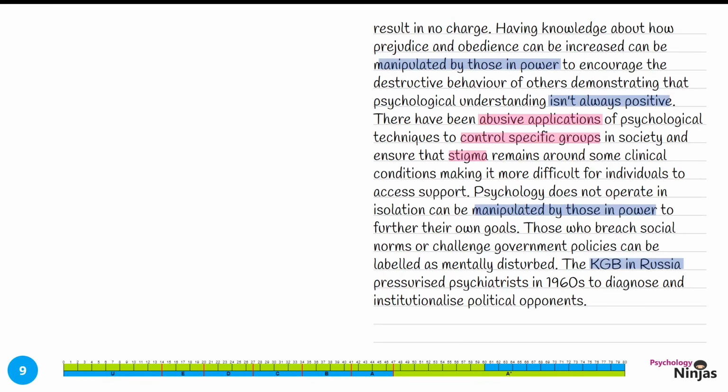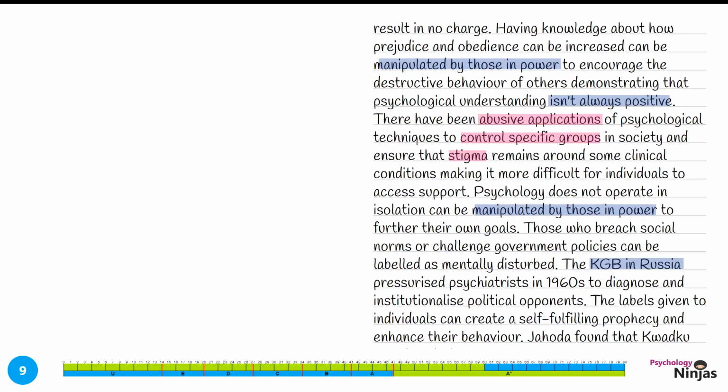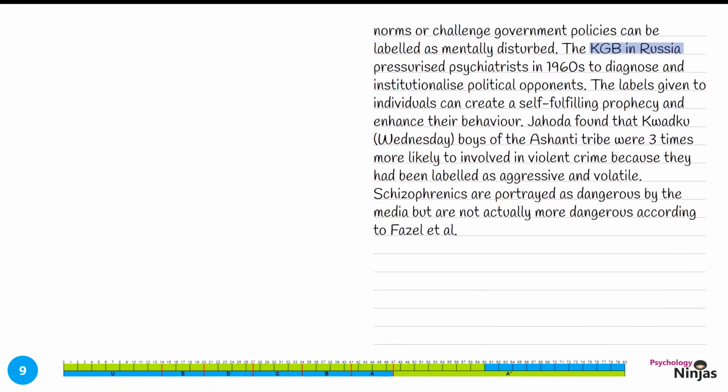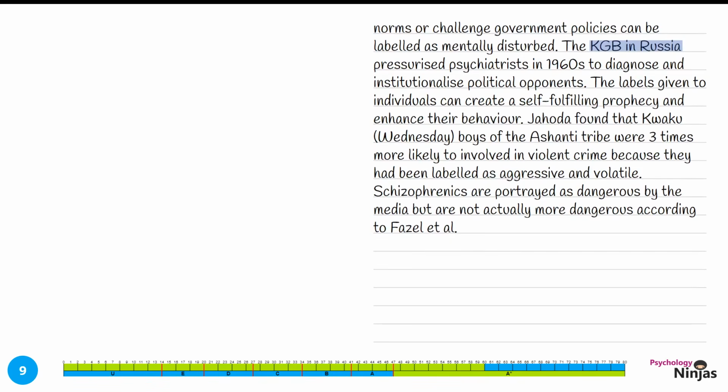We're going to elaborate by continuing this idea about labelling certain people. The labels given to individuals can create a self-fulfilling prophecy and enhance their behaviour. Jahoda found that the Kwaku Wednesday boys of the Ashanti tribe were 3 times more likely to be involved in violent crime because they were labelled as aggressive and volatile. Schizophrenics are portrayed as dangerous by the media, but are not actually more dangerous according to Fazel et al.